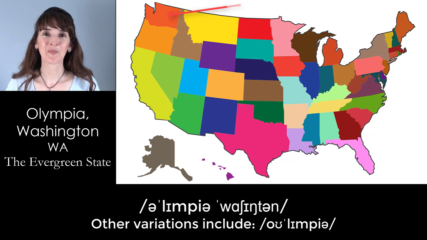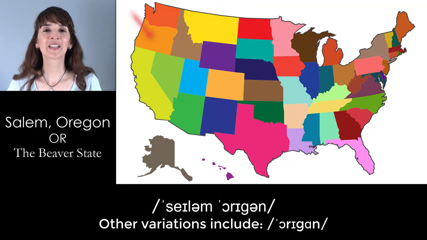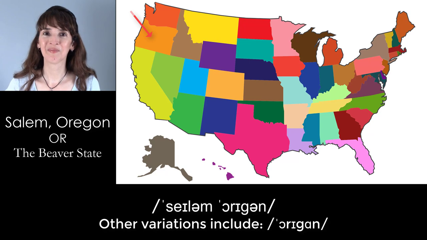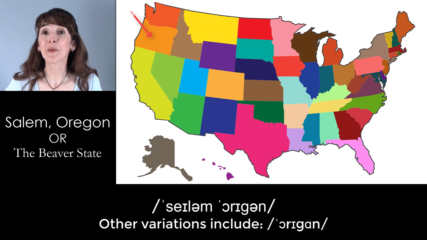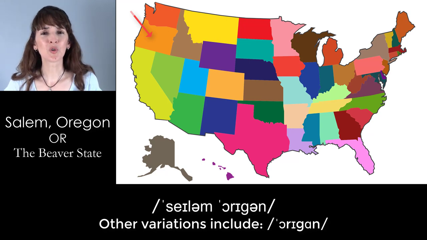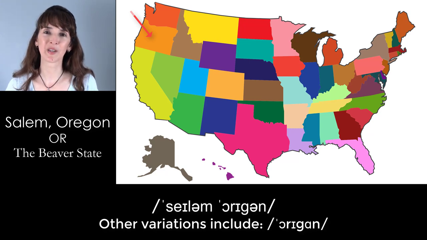Olympia, Washington, the Evergreen State. Salem, Oregon, the Beaver State. I think I usually say Oregon, but sometimes I may say Oregon. People may think that one variation is right, another is wrong, but be prepared to hear both. Go to a tool like Youglish, listen to about a dozen speakers, and you'll start to hear a preference. Oregon is probably what most American English speakers say. Salem, Oregon.